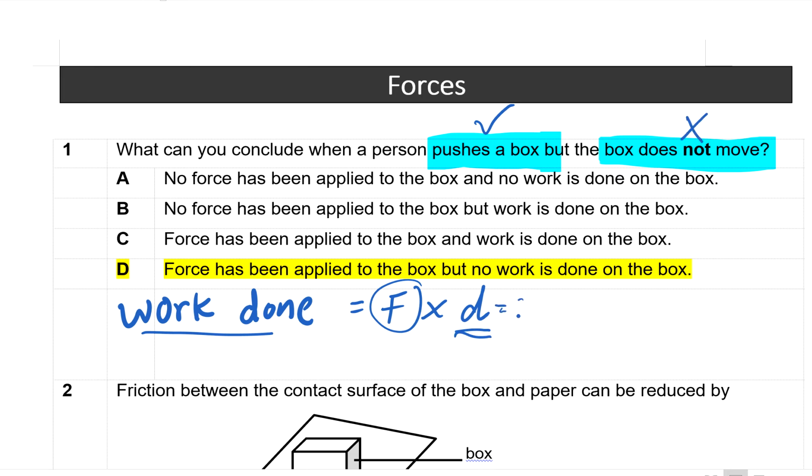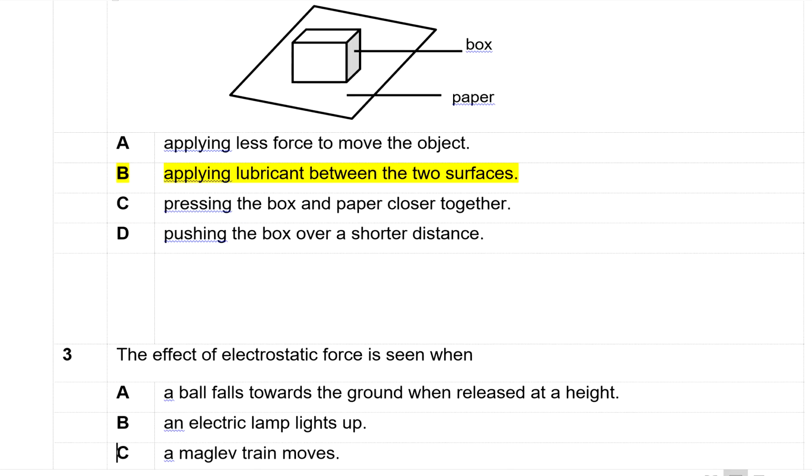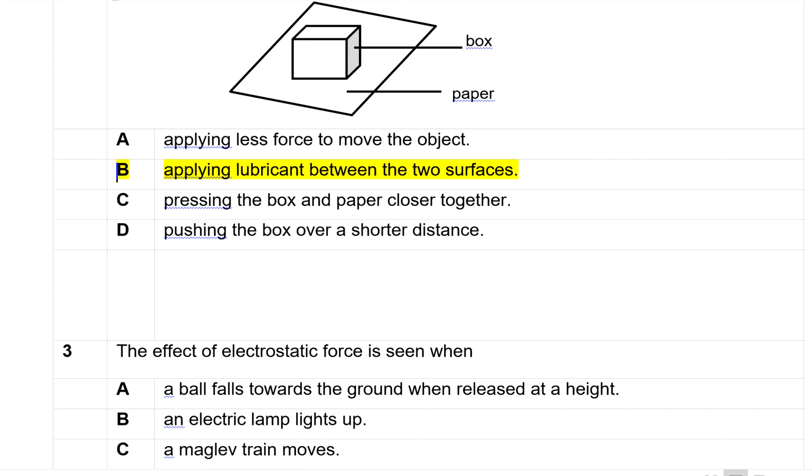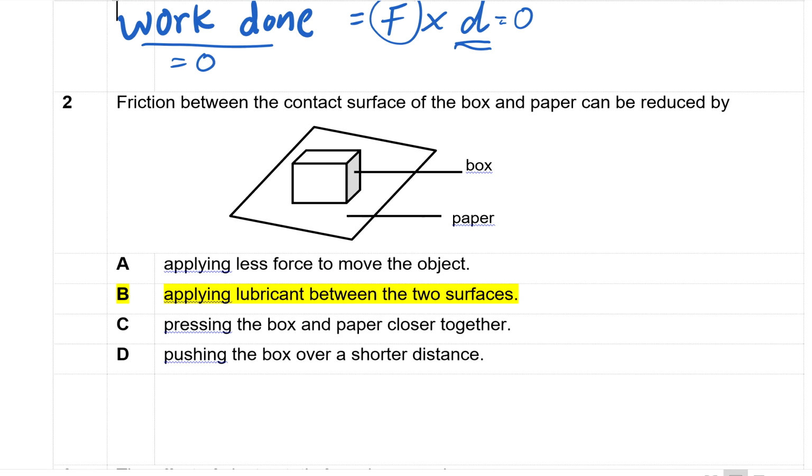So if D is equal to 0, then we will say that work done is also equal to 0. So no work is done on the box. Let's carry on. For question 2, friction. Question 2 talks about a box being placed on a paper and how can you reduce the friction.